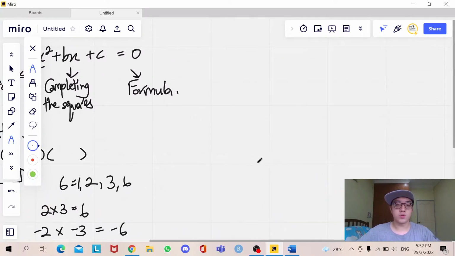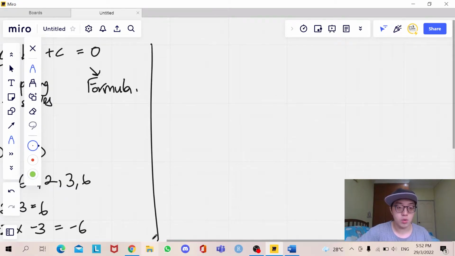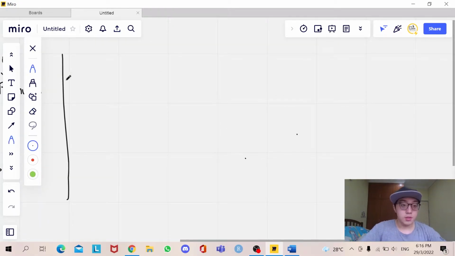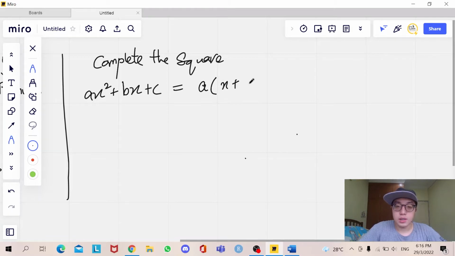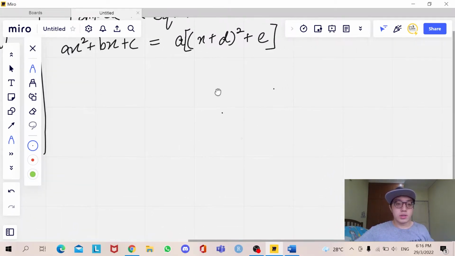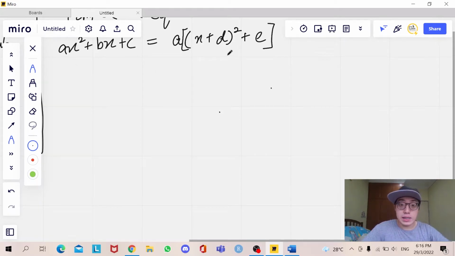Now I will go on to the second method, which is called completing the square. To solve a quadratic equation by completing the square, basically from a quadratic equation, you will make it equal to a(x plus d) squared plus e. So it is basically just a form like this. How do we actually do it? What is d? What is e?